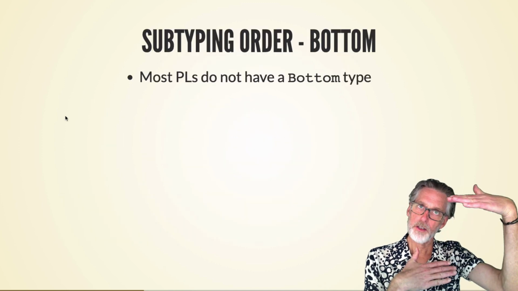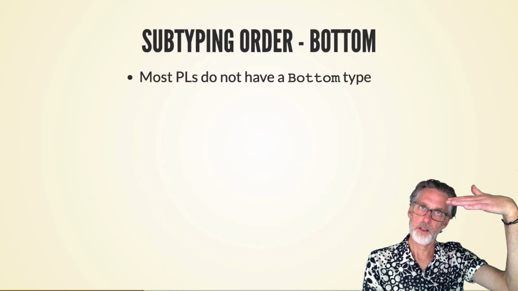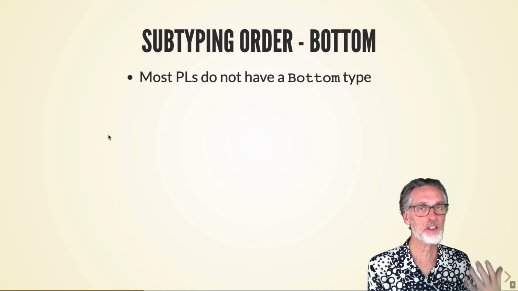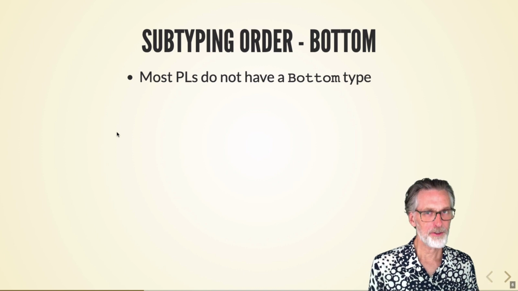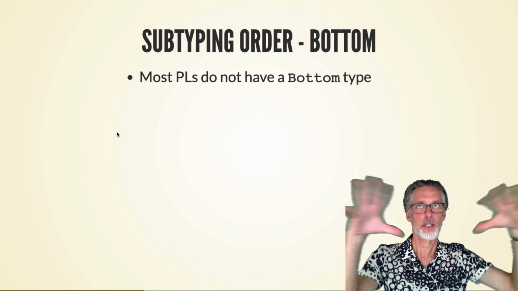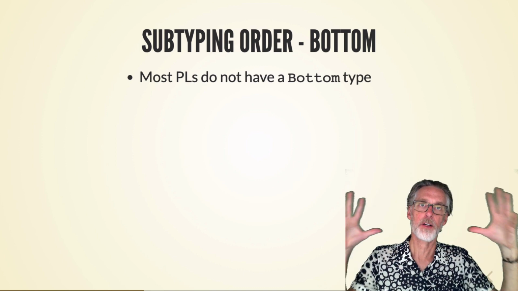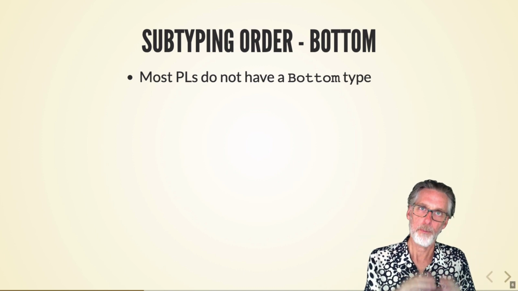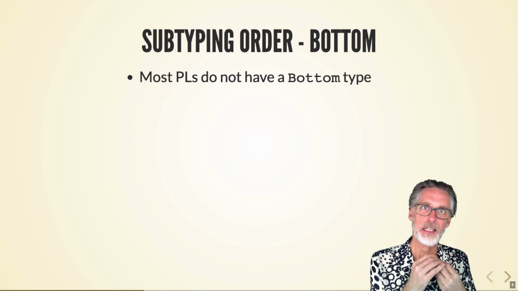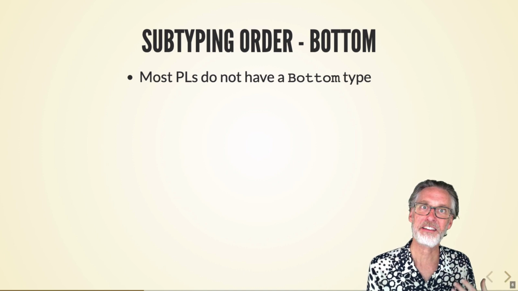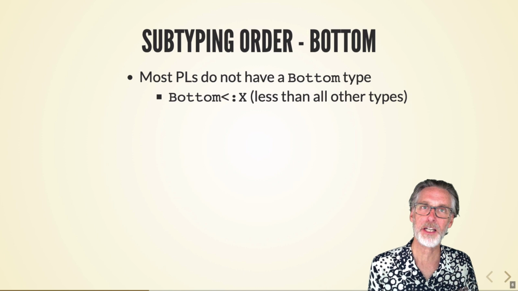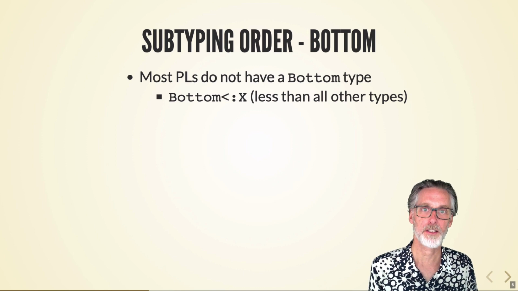If we can have something on the top, well, why can't we have something on the bottom? This is actually unusual because if you think about it, the top type corresponds to the universal set. It includes every possible thing. A bottom type instead is empty. There's nothing there. And most languages don't find a use for this type.